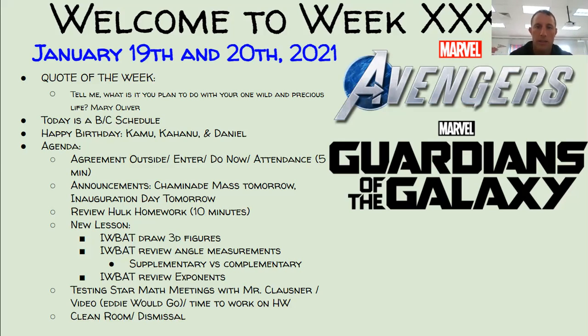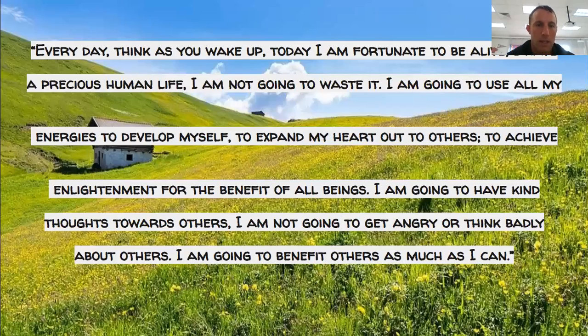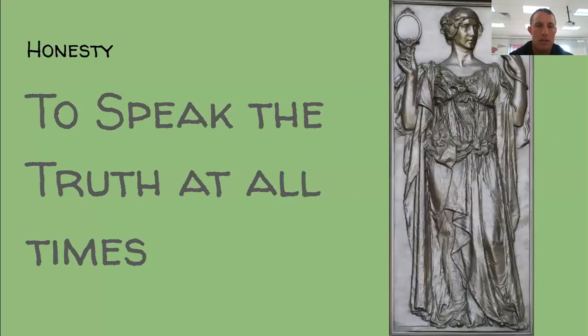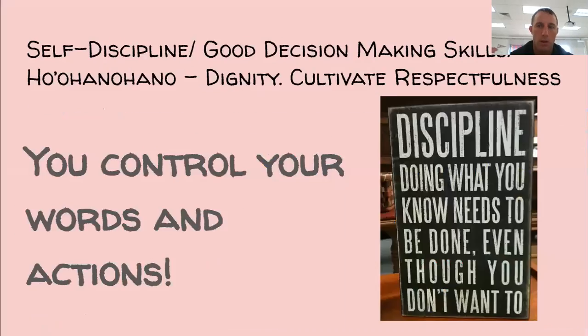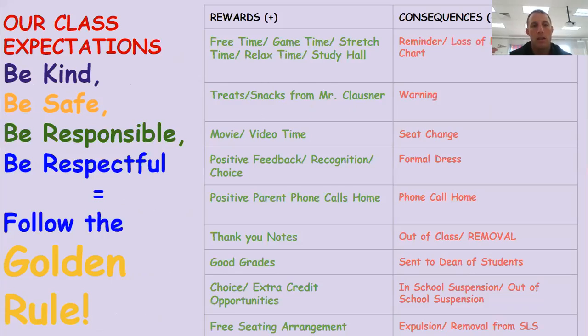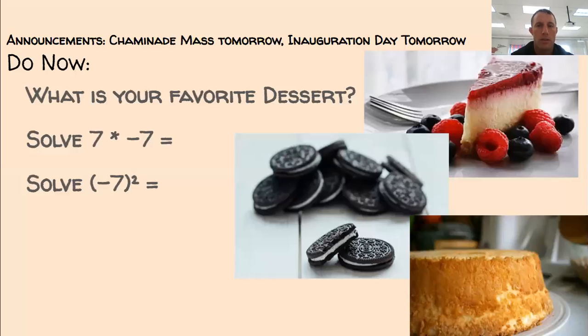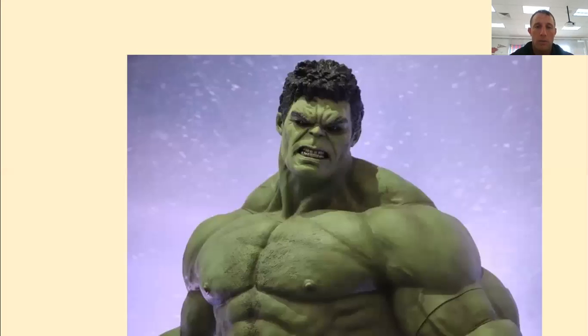It's Guardians of the Galaxy week, which is one of my favorites. Here's our little mantra. Here's the character traits we aim to work on every day. And then here's the do now. So this is also in the playlist. There's some announcements. What is your favorite dessert? Multiply 7 times -7, and then -7 squared. So they will be different.